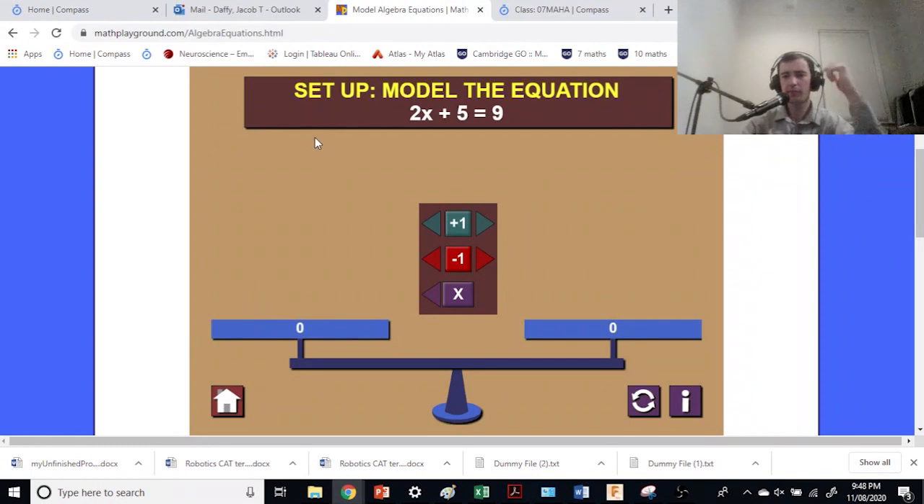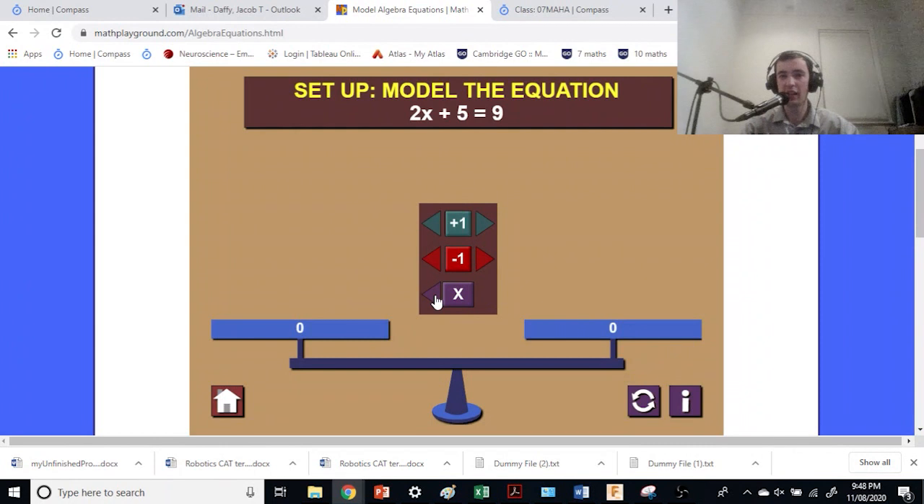So this is like an equation. And the reason why is because the left-hand side of an equation is equal to the right-hand side. And you'll see when the two sides are equal to each other, the scales are balanced. Okay, so let's set this up first.